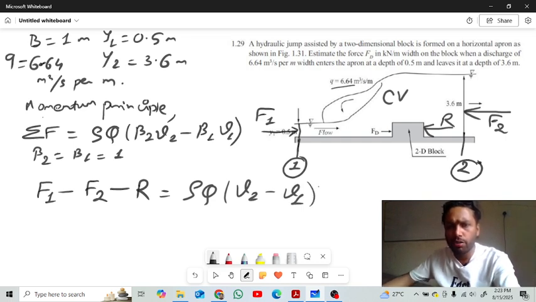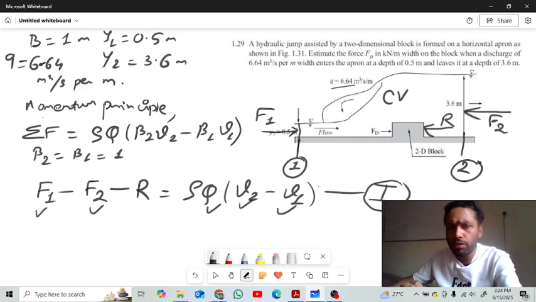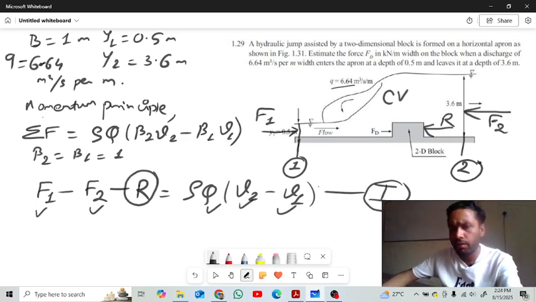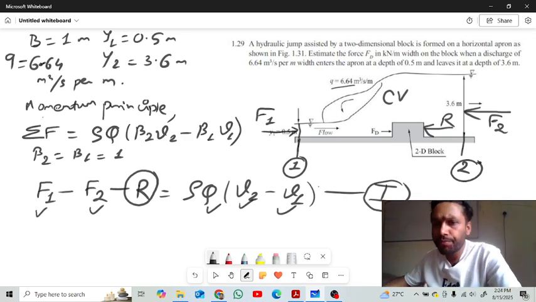I can say this is equation number 1. So we calculate these 5 parameters, that is F1, F2, Q in terms of specific discharge, V2 and V1, and substitute over here. Let's get the 5 variables and substitute in equation number 1 to get the answer. The answer is R. You are supposed to find out the force exerted. We can assume this is a reaction; the force on the block acts in the opposite direction, as Newton's third law states.